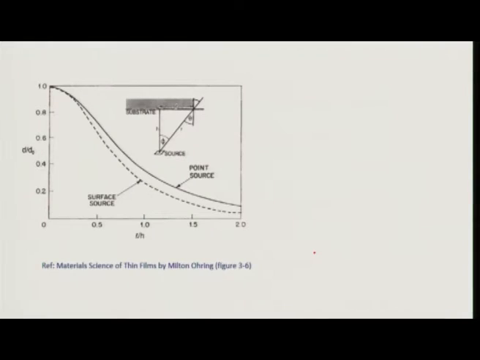Let us have a look at this. This is a comparison of how the two sources, point source and surface source, behave as L over h distance increases, and the y axis is normalized thickness. d0 is 1 if L over h is 0.